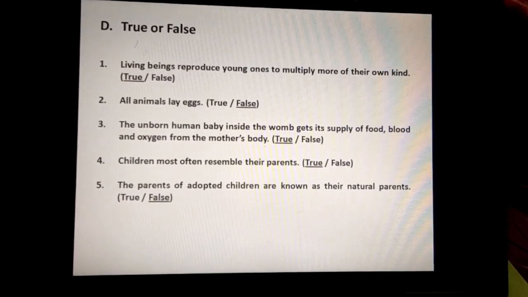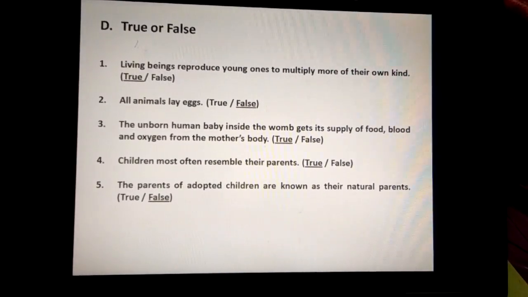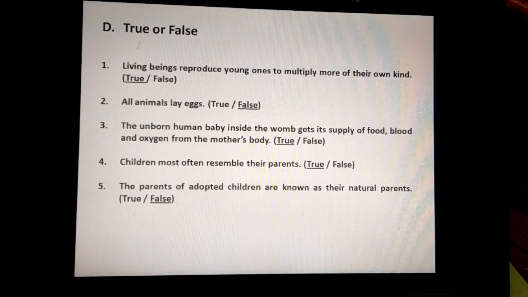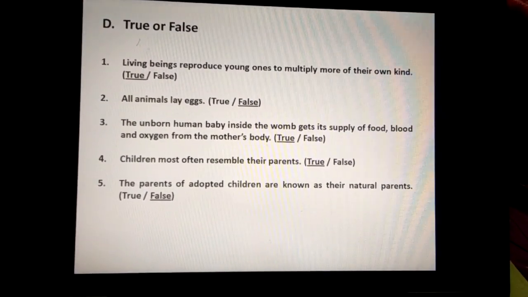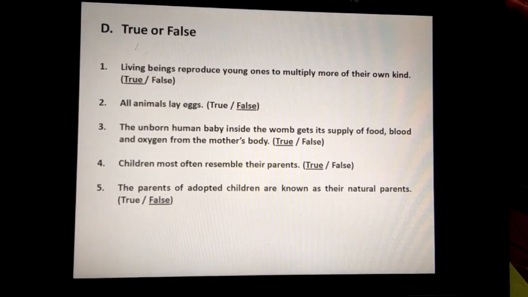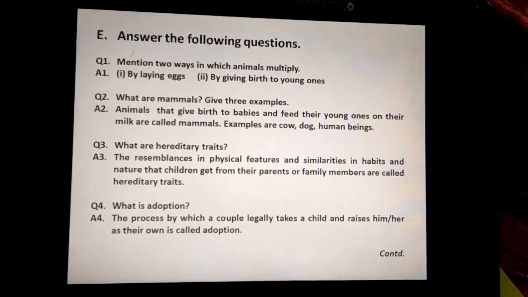It is true. Fourth, children most often resemble their parents. True or false? It is true. Fifth, the parents of adopted children are known as their natural parents. True or false? It is false. Now E, answer the following questions.